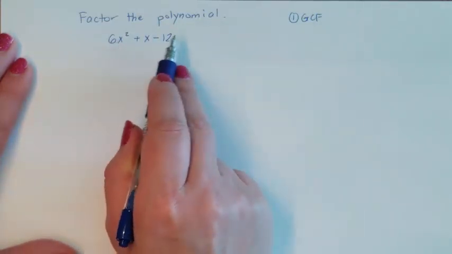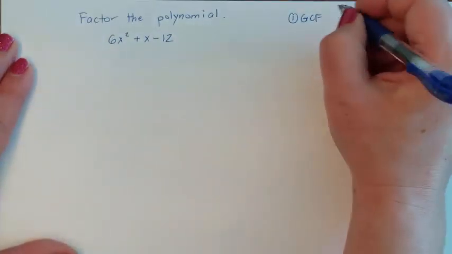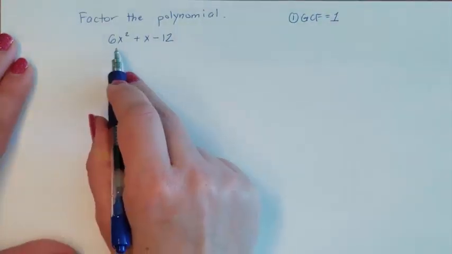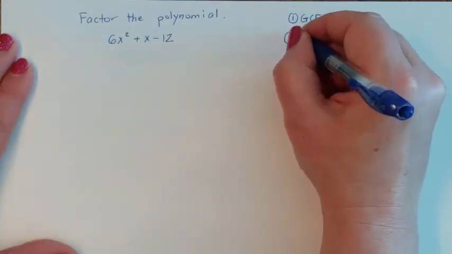Is there a variable that they all share? Well, this doesn't even have a variable. So no, there is no variable they all share. So my GCF is just a 1. So that means that this is the smallest my polynomial is ever going to get. So now I just need to factor it.